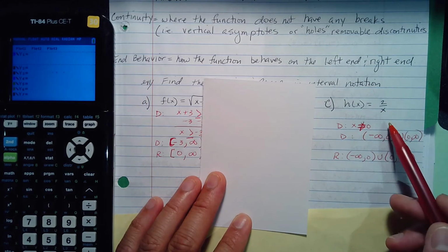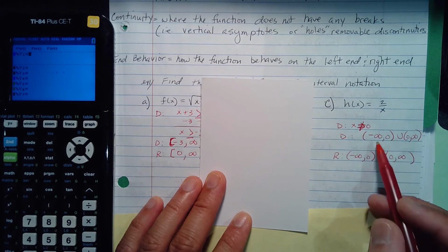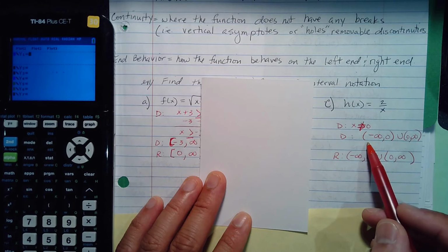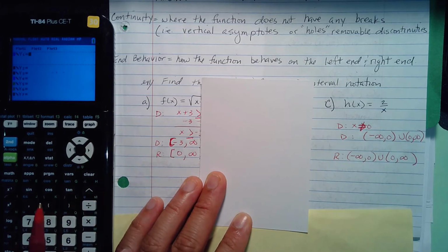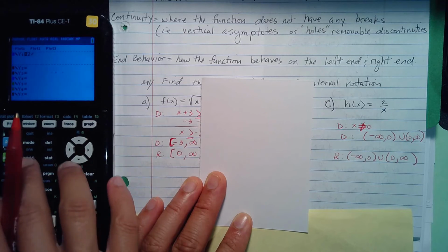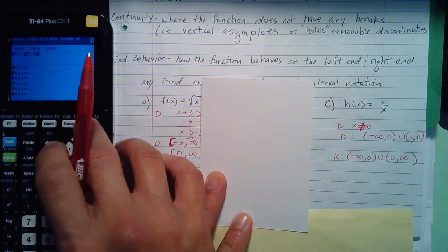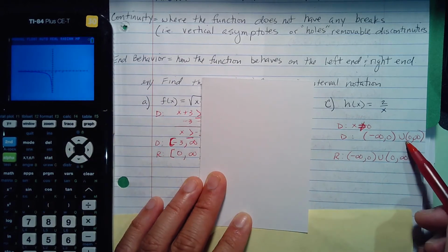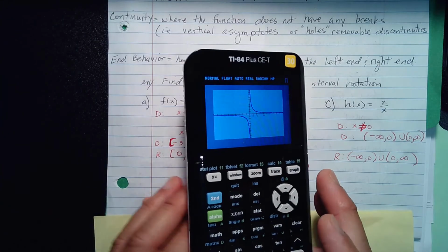H of x equals 2 over x. So we know the denominator cannot equal 0. So that means the domain is from negative infinity to 0, because it cannot include 0, and union with 0 to infinity. So that covers everything. So here's the domain.